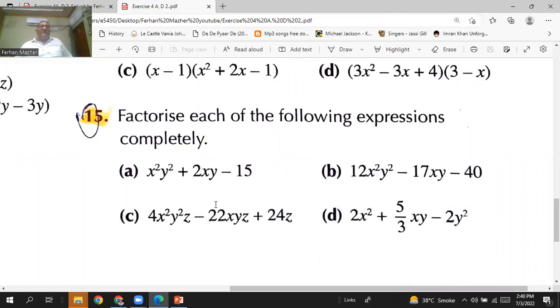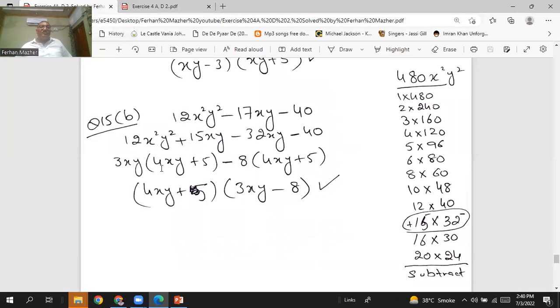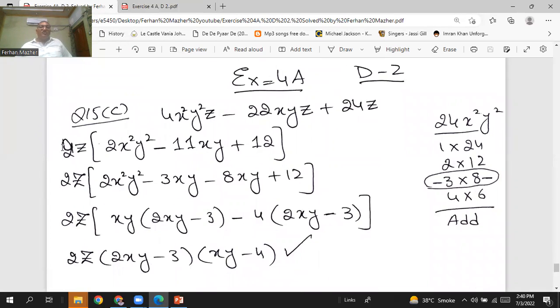Okay, question number 15, C part, it says 4x square y square z minus 22xyz plus 24z. You can see here, 2 is common and z is common in all of them. So first of all, I will take them common. So I have taken a 2 and the z common. So you are left with 2x square y square minus 11xy plus 12, and the square bracket will close. So this 2z will remain as it is, and inside the square bracket, we will do the midterm breaking. Multiply the extreme terms, you get 24x square y square. So write the factors of the 24. They are 1 into 24, 2 into 12, 3 into 8, and 4 into 6.